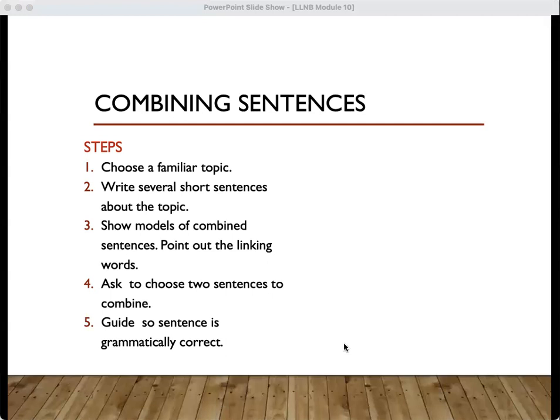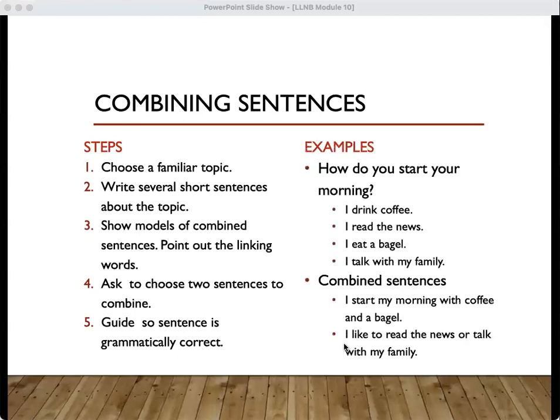Step 1. I might ask a learner how she likes to start her day. After she tells me, I would ask her to write the information down in short sentences, like the one on the right. Alternatively, I would ask her to tell me short sentences, and then I could write the sentences down and she could copy them.